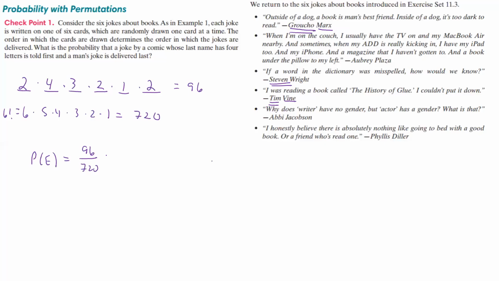So we get 2/15. Now, if they'd actually said they want it to the nearest hundredth or something like that, then we could do that. But if we're asked for a probability, that's probably the best way to put it, as the fraction 2/15.